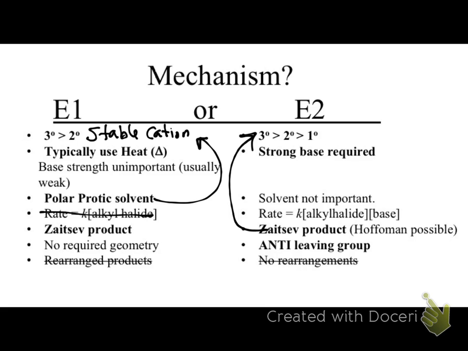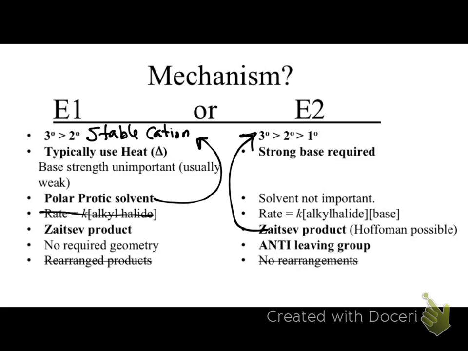The more substituted double bond is going to form on a tertiary halide. So our Zaitsev rule is what's going to determine our reactivity, and we end up seeing tertiaries react faster than secondaries, faster than primaries. It's due to that substitution. It's the stability of our product at the end of this.